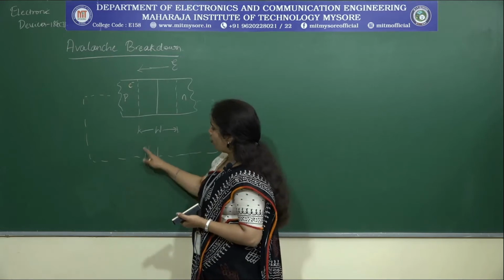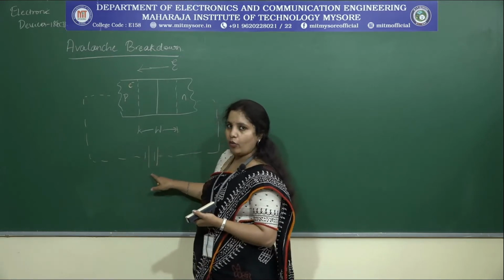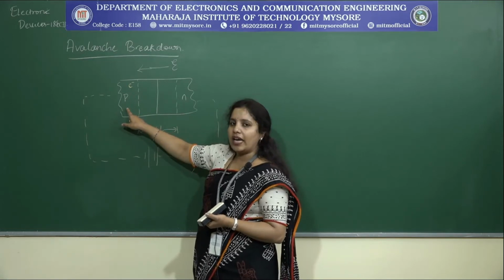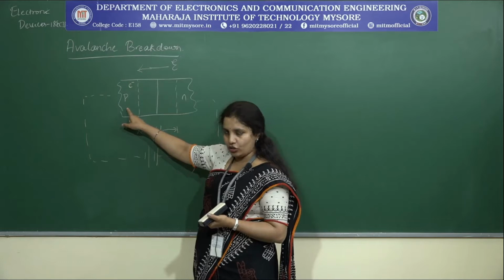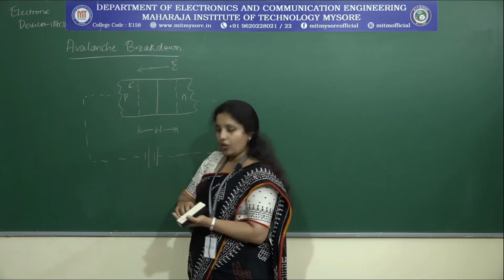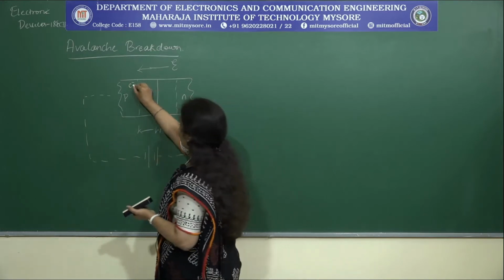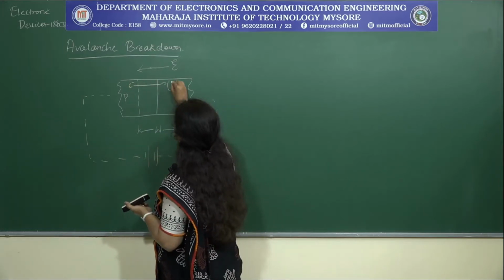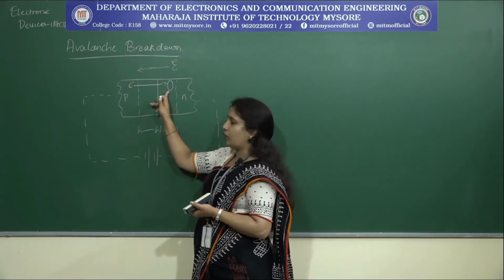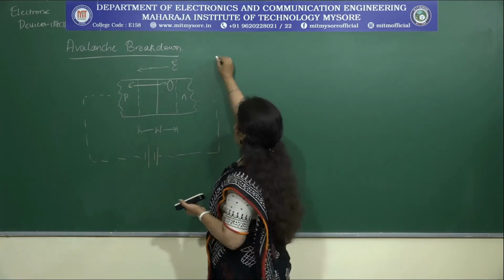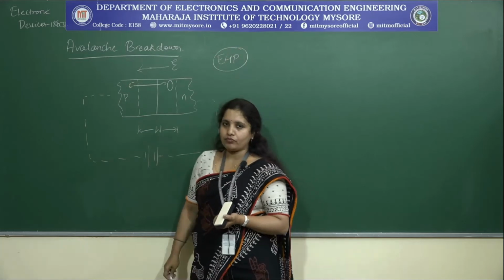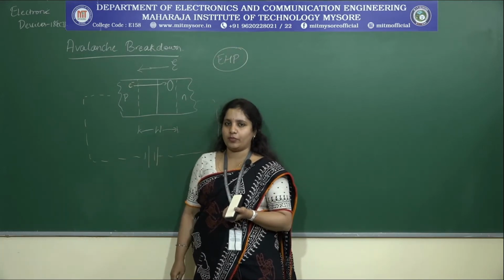Similarly here, when I provide more and more negative voltage, the electrons present in the P-type material gain more kinetic energy. When these electrons gain more kinetic energy, they tend to collide with the atoms that are present. As a result, when they collide, they generate what is called an EHP, an electron hole pair.